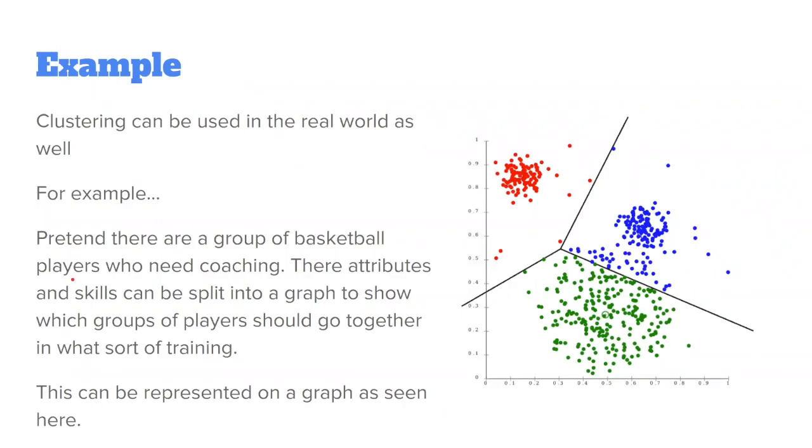All right, so an example of clustering in the real world: pretend that there are a group of basketball players who need coaching. Their attributes and skills can be split into graphs to show which groups of players should go together in what sort of training. This can be represented on a graph as seen here. Both of these axes could be a certain variable, such as height and speed. We split up the players into specific categories depending on how tall they are and how fast they are. Using clustering, we can clearly segment each category into separate groups, which in this situation would help with coaching.